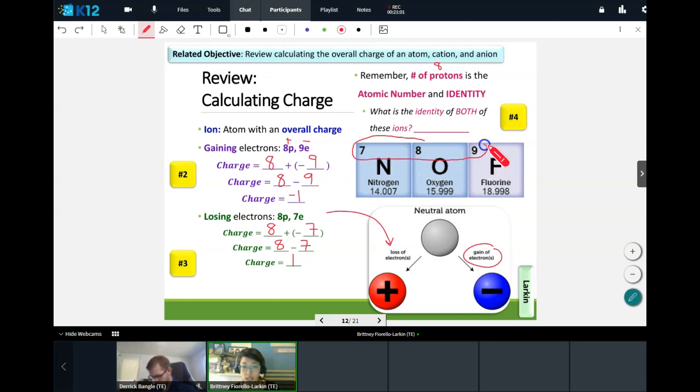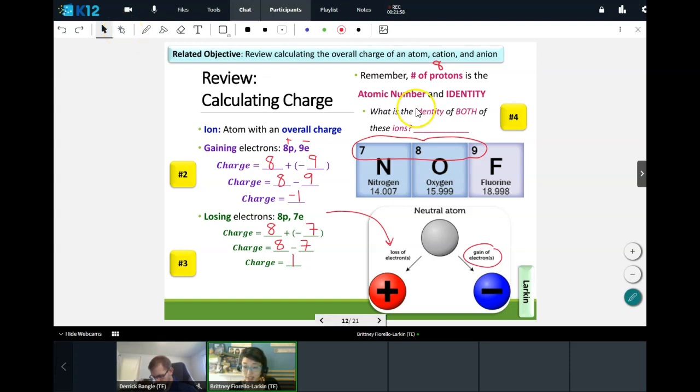Go ahead and tell me in the chat, what is the identity of both of these ions? I see Jalen working in the chat. They're the same identity. You should either be telling me nitrogen or oxygen or fluorine. We have 8 protons. Find the atomic number 8. Which one has an atomic number 8? Protons equals atomic number equals identity.